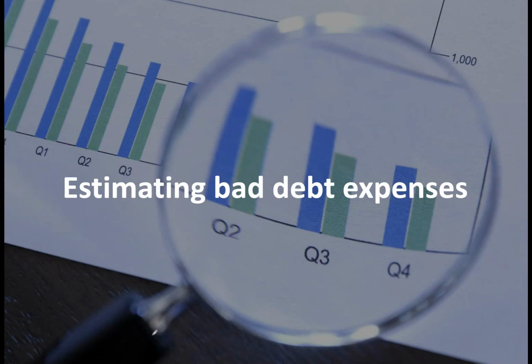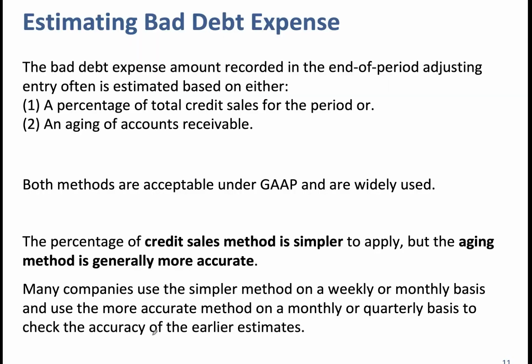How do we estimate bad debt expenses? We talked about the $6,402 in the prior slides. That is an estimate, and I said, okay, take my word. Now I'm going to tell you how to estimate the bad debt expense. There are most commonly two ways. The first is called percentage of total credit sales for the period, and the second is called aging of accounts receivable. Both methods are acceptable under the generally accepted accounting principles, or GAAP, and are widely used.